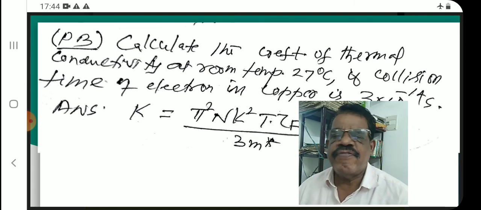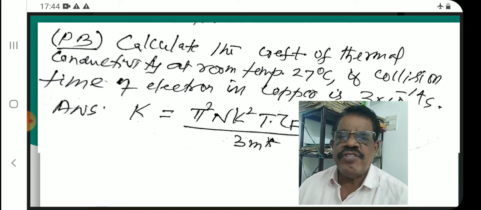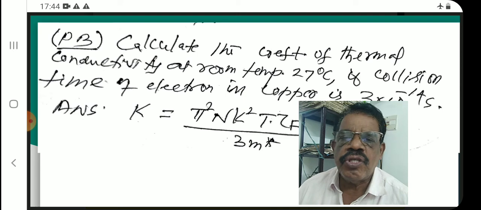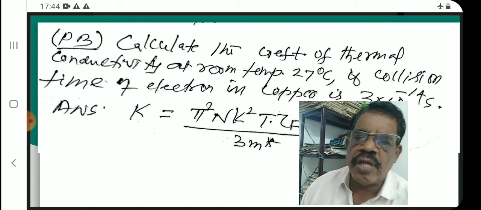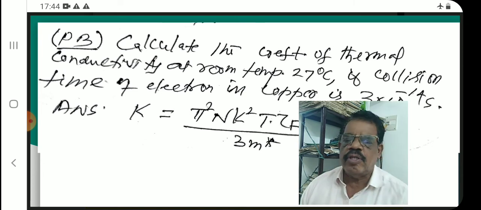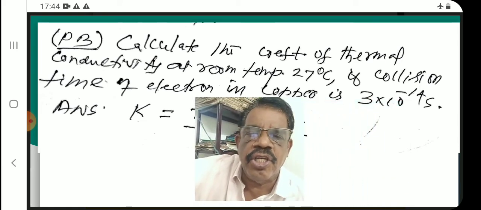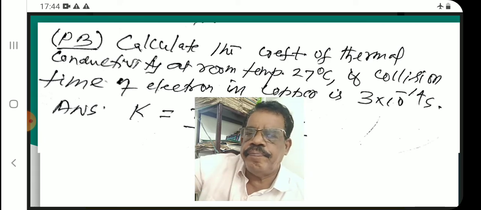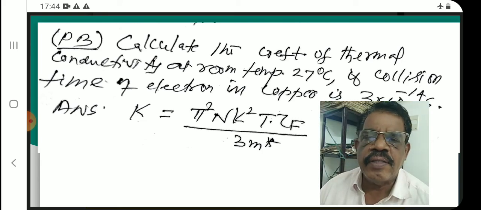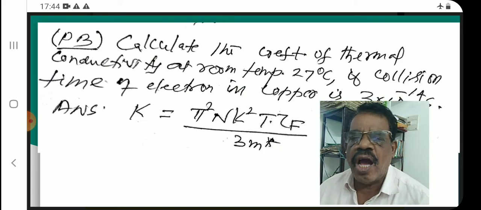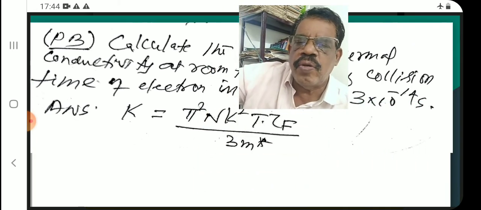Problem: calculate the coefficient of thermal conductivity, or simply thermal conductivity, at room temperature 27 degrees centigrade if the collision time, and sometimes it may be given as relaxation time, of electron in copper is 3 into 10 raised to minus 14 second. So simply you write the equation.